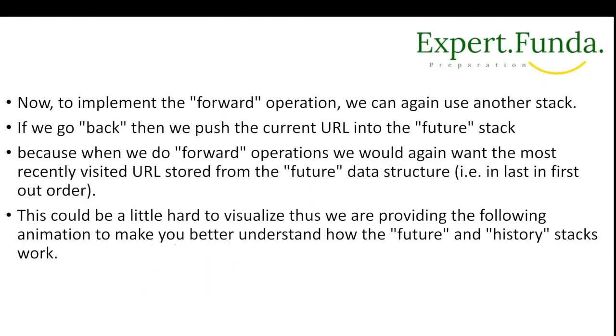Now, to implement the forward operation, you can use another stack. If we go back, then we push the current URL into the future stack. Because we do a forward operation, we want the most recently visited URL that we stored in the future data structure, the last in the order. This could be a little hard to visualize, so we are providing an animation to show how the future and history stacks work.